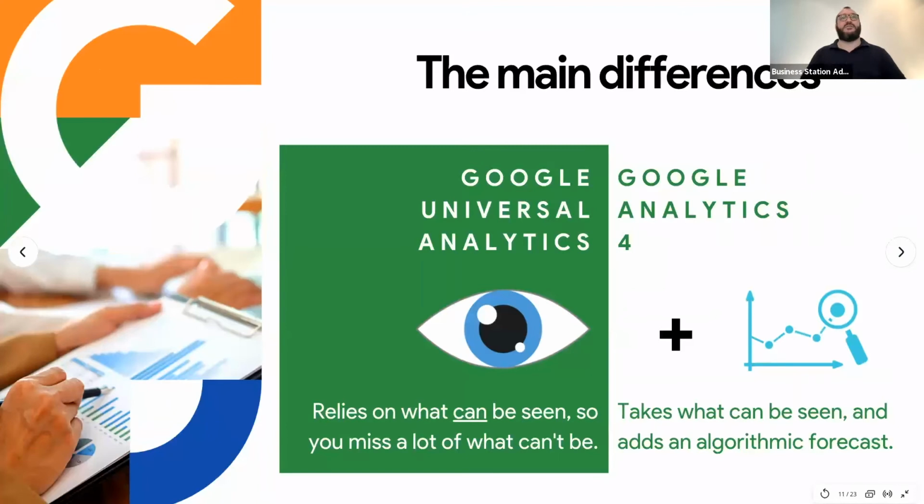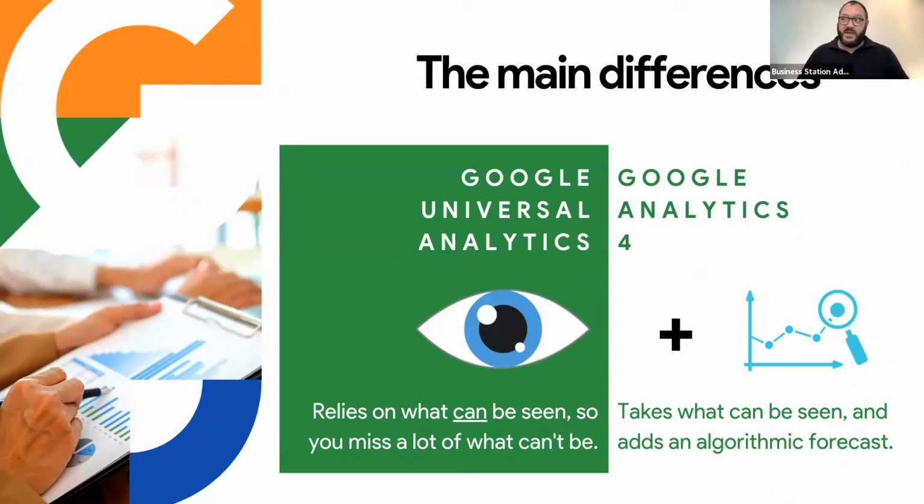So our main differences when it comes to what Google Analytics 4 does is Google Universal Analytics, your standard Google Analytics, relies on what it can see. So you miss out on a lot of things that you can't see right now. So if someone's blocked all tracking from their traffic, from their traveling on your website, if they've got their browser saying, do not track me, then you can't see that stuff. You can't see that they were on your website. You can't see what they did on your website. They are completely invisible to you. So you miss out on a lot of what can't be seen or measured at the time.